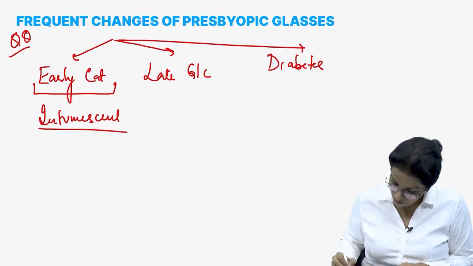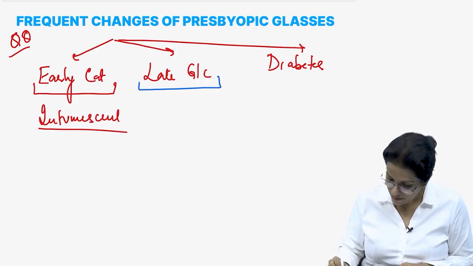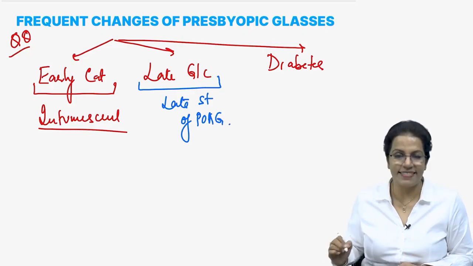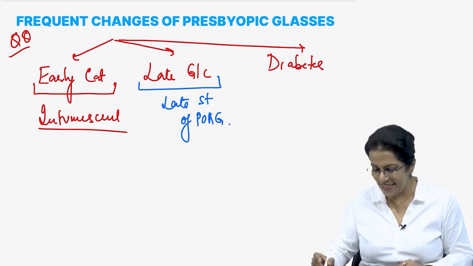What is the next? Late glaucoma. So we will learn here late stage of primary open angle glaucoma. Okay? This is factual, just remember this.